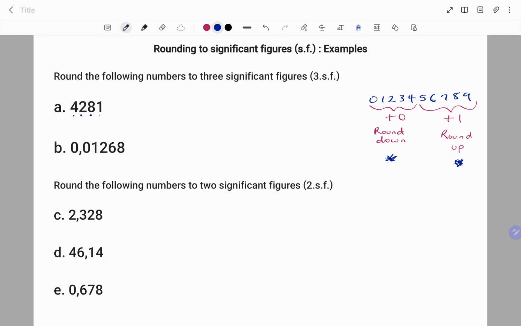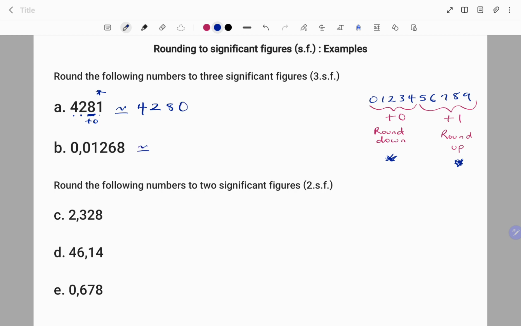I'm rounding to 3SF, so I'm going to underline my 8, which is my third. The decider is the number immediately after, which in this case is 1. 1 falls in the round down group, so I'm adding 0. So 4,281 rounded to three significant figures will give me 4,280, because 8 plus 0 is 8. Every other number after becomes 0.